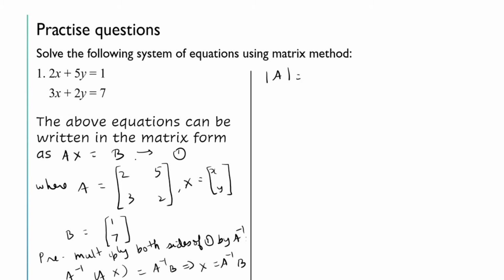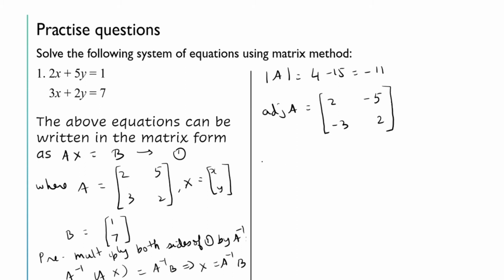So from here determinant of A is 2 into 2, 4, minus 5 into 3, 15. 4 minus 15, so it is minus 11. And adjoint of A is, here we have to interchange the diagonal elements and change the sign of the remaining elements. Since the diagonal elements are equal, adjoint of A is 2 minus 5 minus 3, 2.